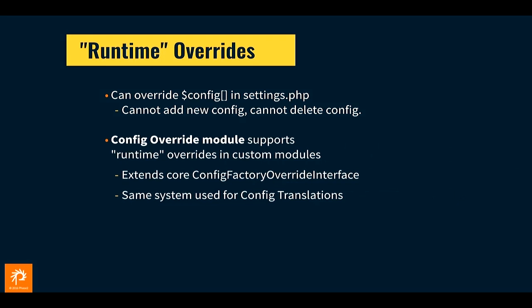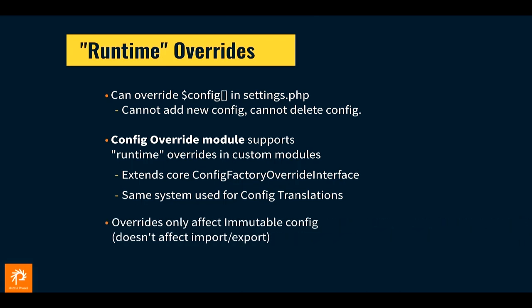There's also the config override module, and the config override module lets you do this within a module, and it lets you implement or extend this core config factory overrides class. This is actually how the translation system works for config. So when you've got multiple language site names, it's like the Spanish site name is stored in the translation config, and it gets loaded as a runtime override.